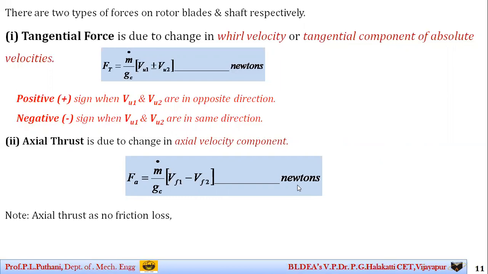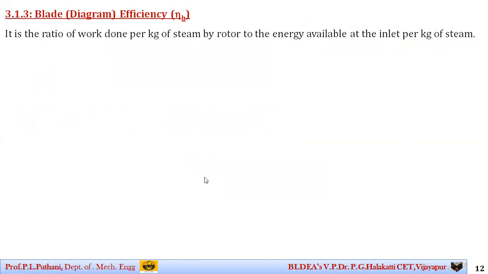So, if there is no axial thrust, then what happens? V1 is equal to V2, which means there is no axial thrust. Therefore, FA is equal to 0 and VR1 is equal to VR2. Then, this is an important terminology which you have learned, that is blade diagram efficiency.